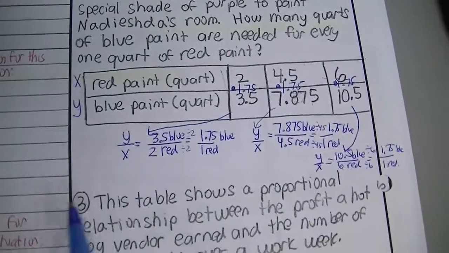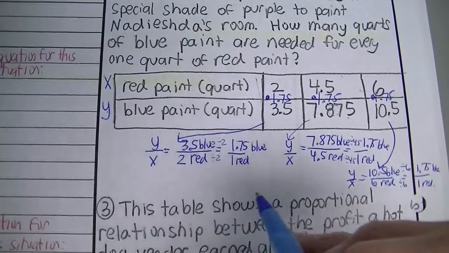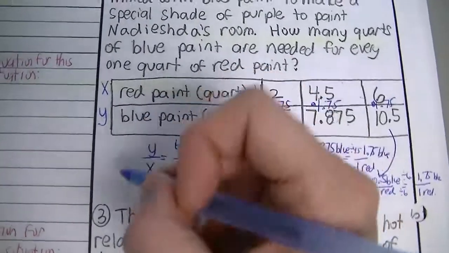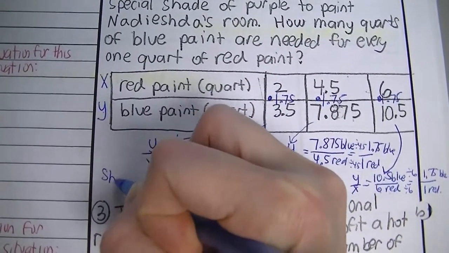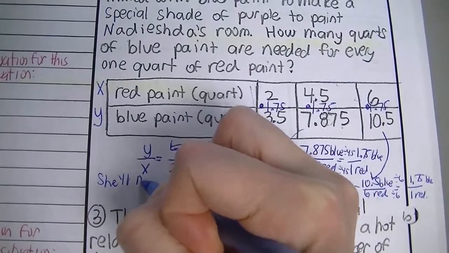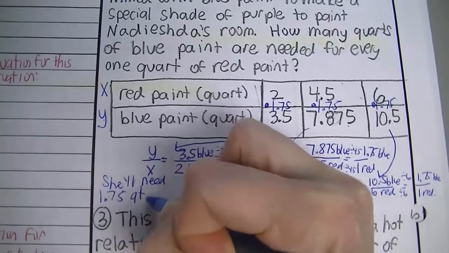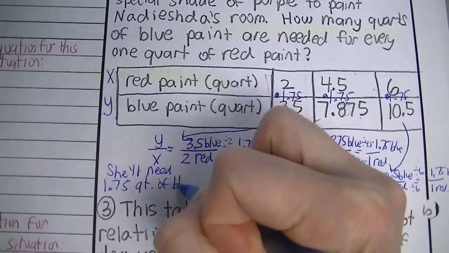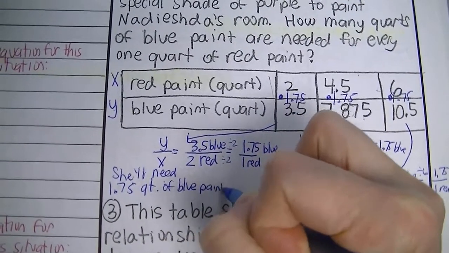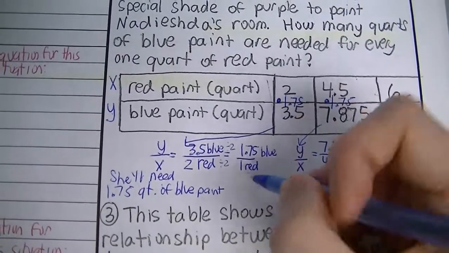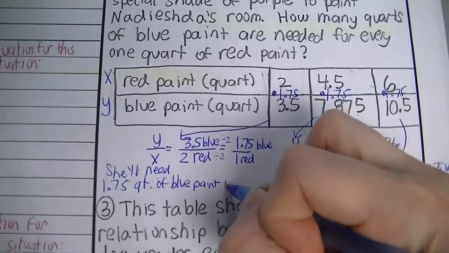Okay, so let's go ahead and answer that in a sentence here because we know that that's the unit rate. She will need 1 75/100 quarts of blue paint for every 1 quart of red paint, or you could say per quart of red paint.